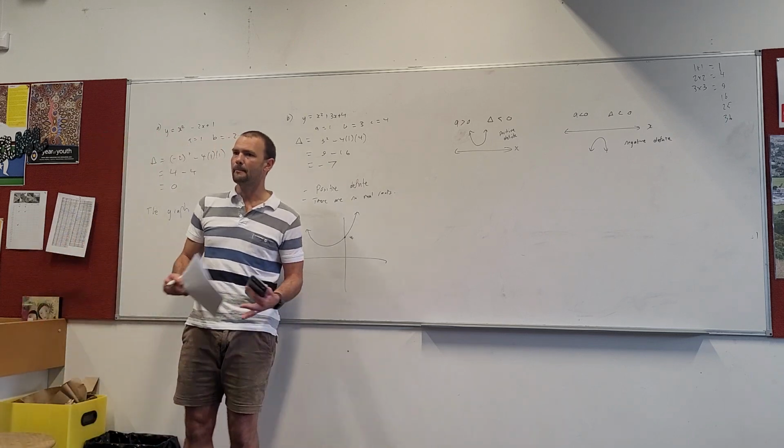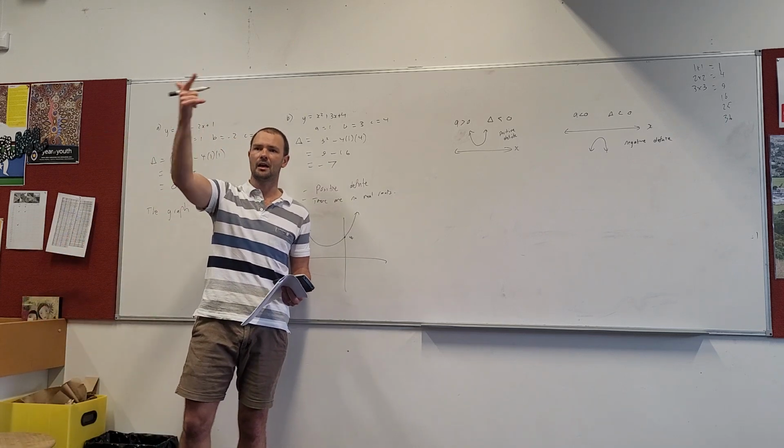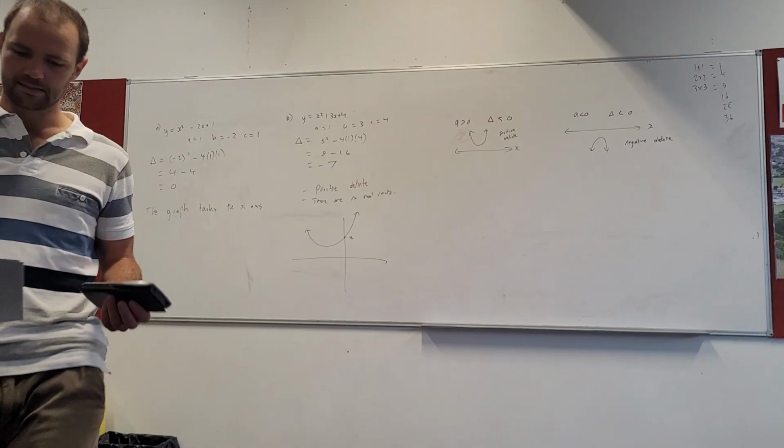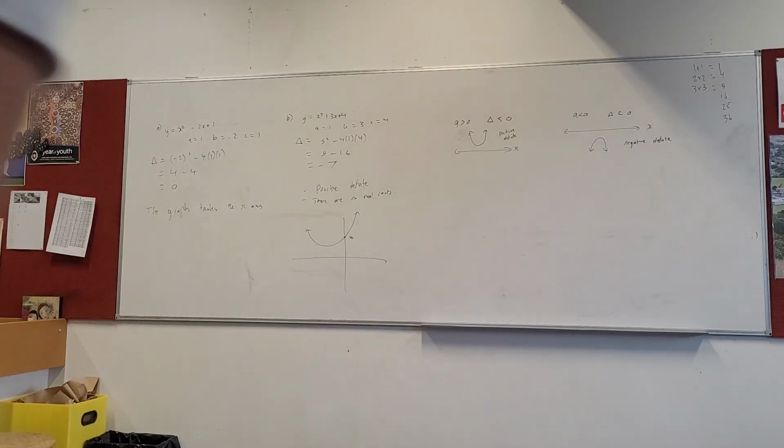So that's all we're doing here. The extension is making a link between the roots, the discriminant, and the graph of the quadratic, right? So that's enough to get into 2D4. We've got a few more questions to do from that exercise.